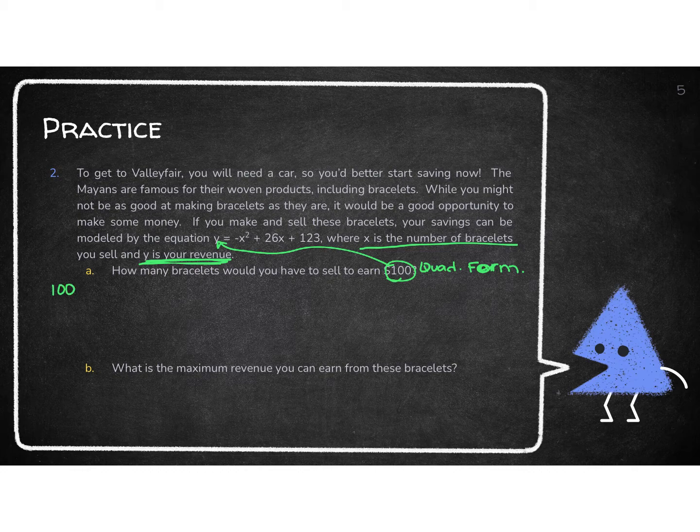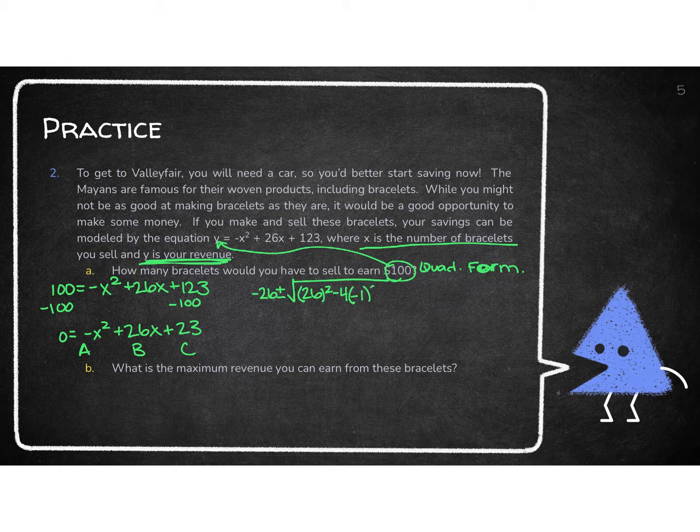So I'm going to have 100 equals negative x squared plus 26x plus 123. Now remember, you have to set it equal to 0 before you can solve this. So I'm going to subtract 100 from both sides. I get 0 equals negative x squared plus 26x plus 23. I now have my a, my b, and my c, and I can plug it into quadratic formula. So I'm going to get opposite of b, so negative 26 plus minus the square root of b squared minus 4 times a, which is negative 1, times c, which is a positive 23, all over 2 times a.